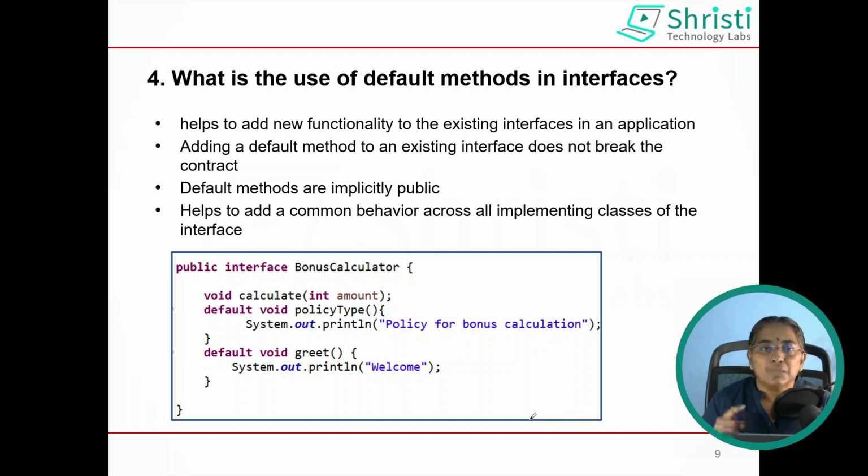Default methods can be overridden. Default methods are by default public. Okay, this is about default method. Here I have an interface bonus calculator which is having two default methods. You cannot write any concrete method without default keyword.